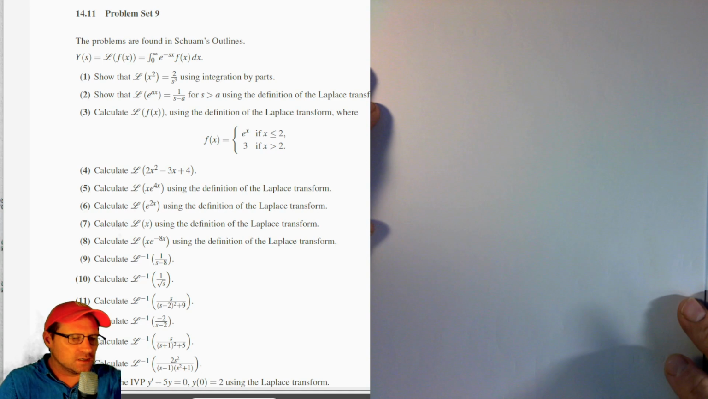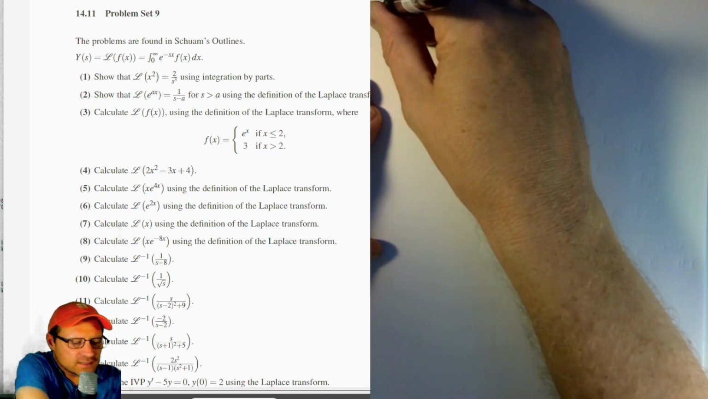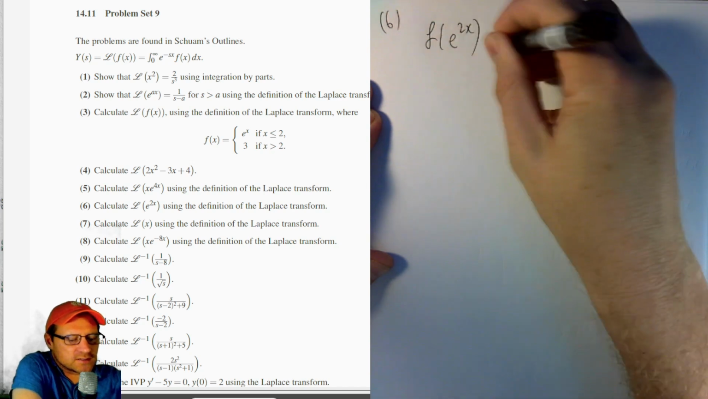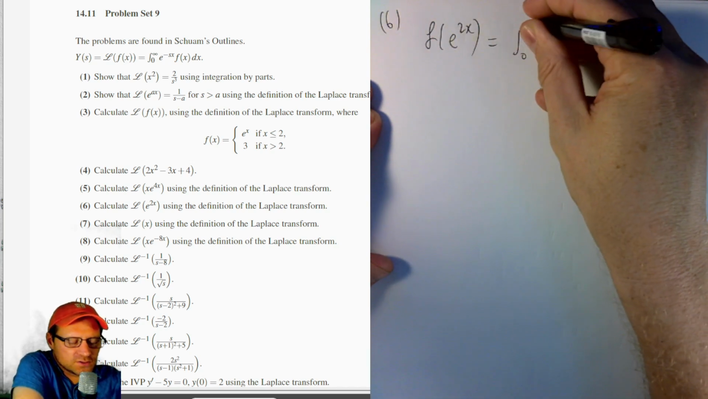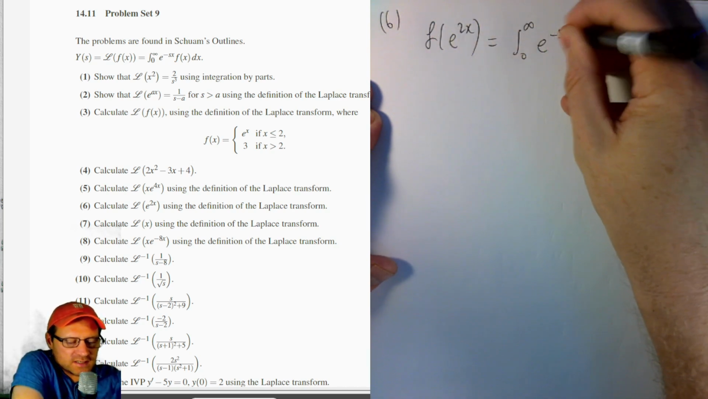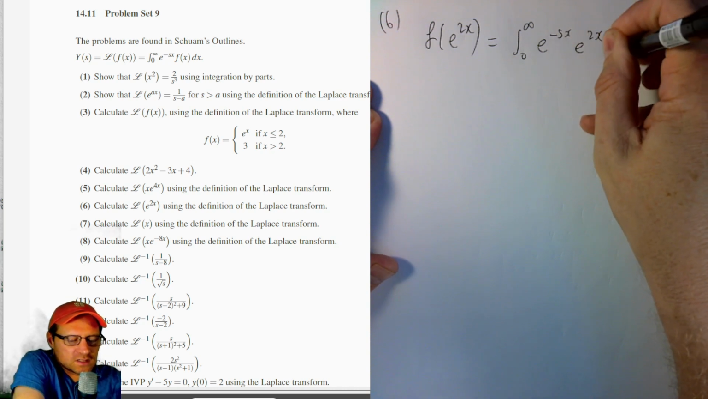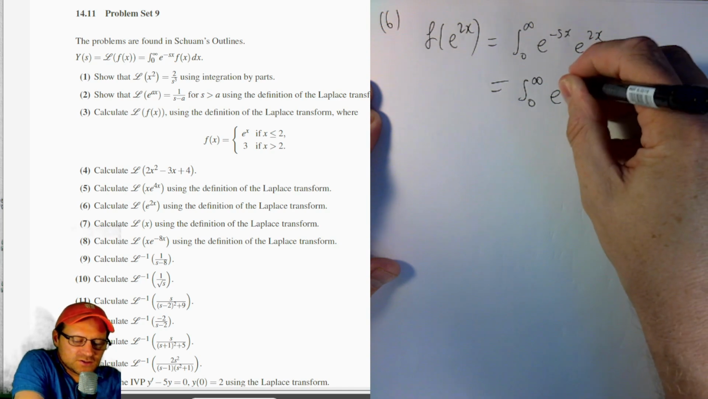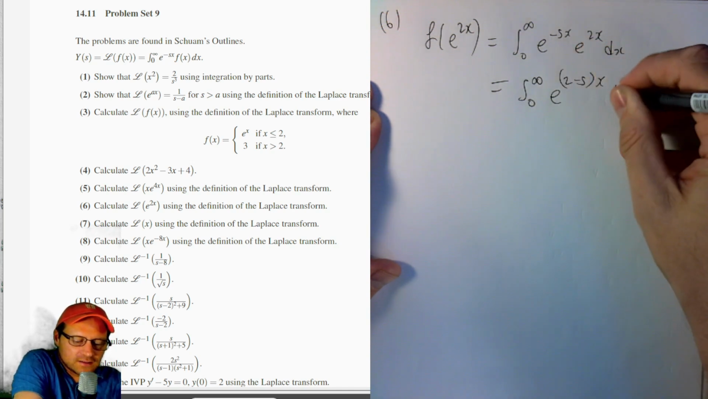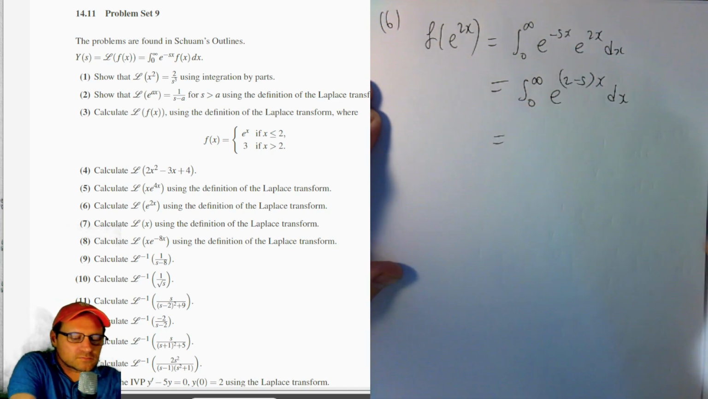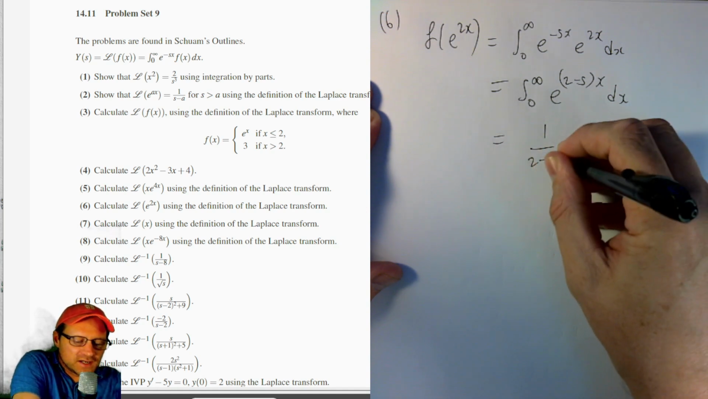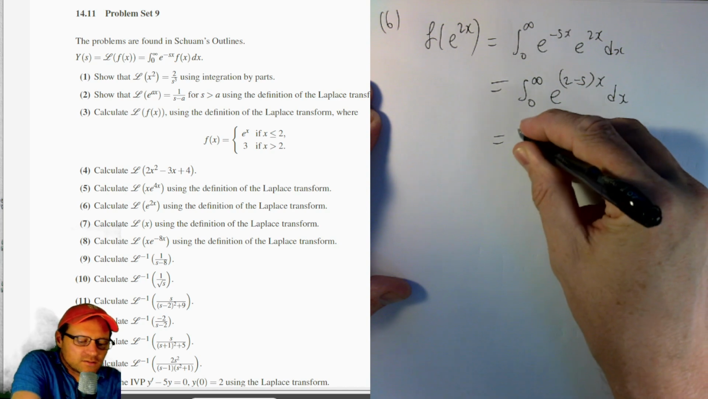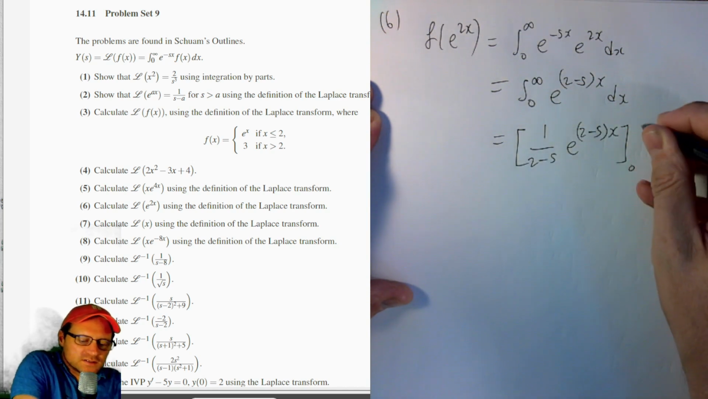Okay, question 6. Laplace transform of e to the 2x is the integral 0 to infinity e to the minus sx e to the 2x dx. So this is your integral from 0 to infinity e to the 2 minus s in brackets x dx. So we have 1 on 2 minus s e to the 2 minus s x brackets 0 infinity.